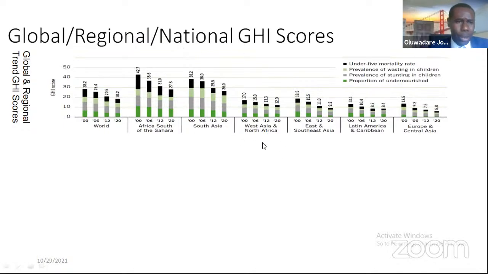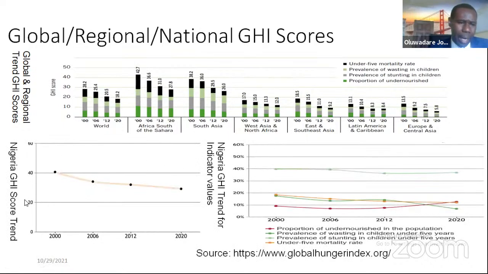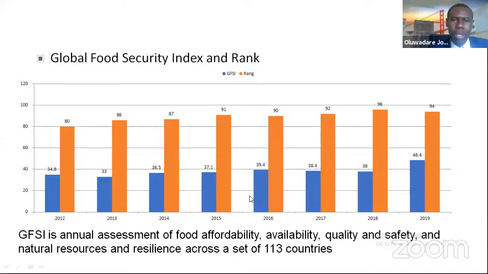And we have a lot of issues, and the global and regional trends need to be worked on so that we can have better health. And looking at the Nigerian greenhouse score trend, we see the way it's going down up to 2020. Now we don't know what will happen in 2021, and we see what is happening. Global food security is also affected.